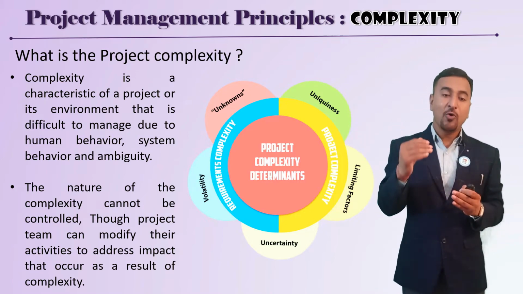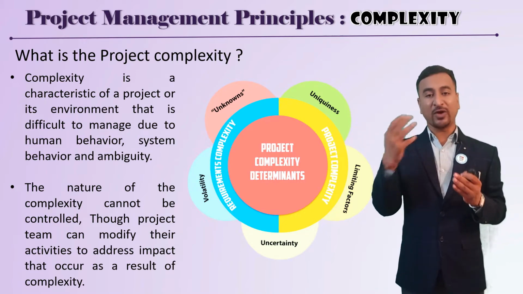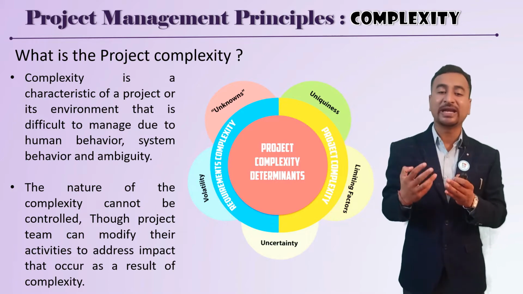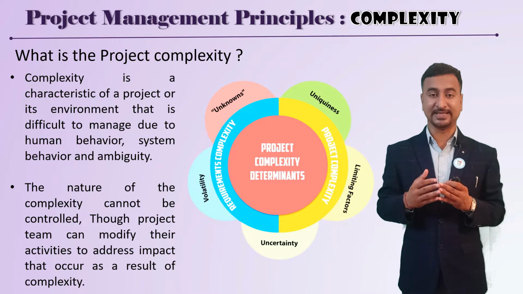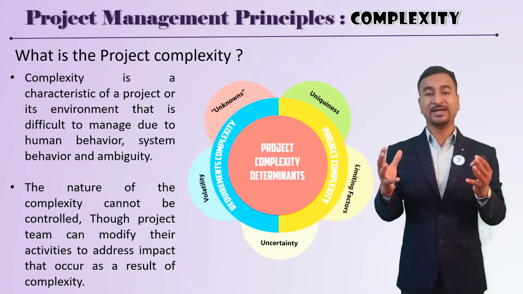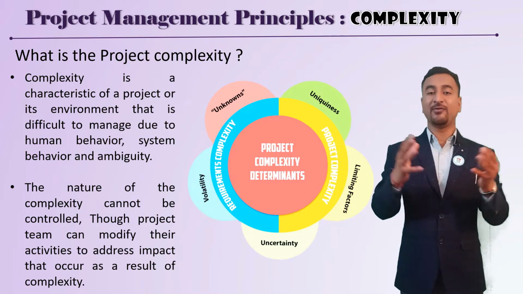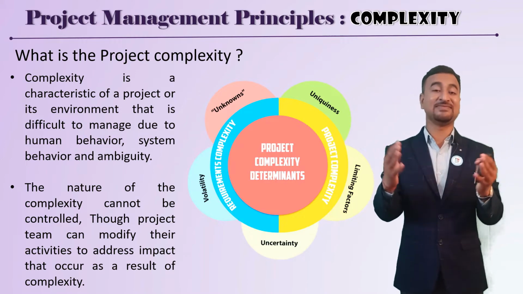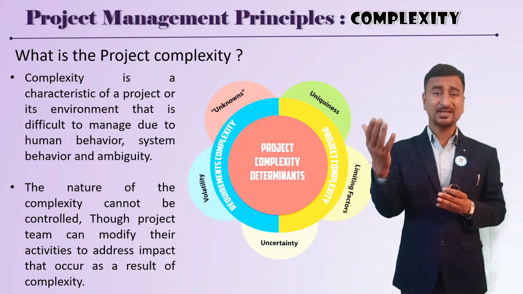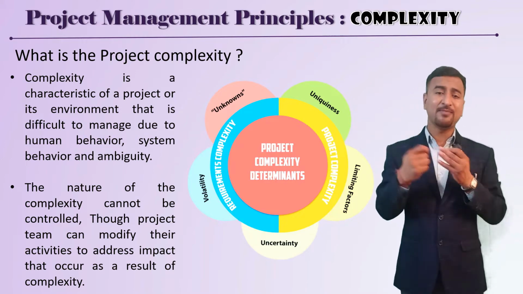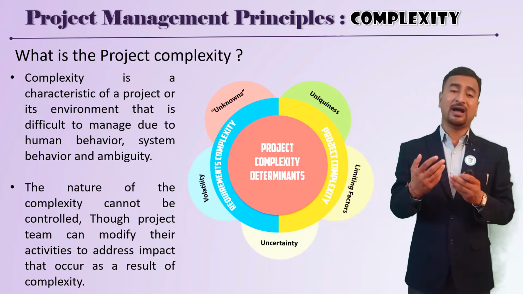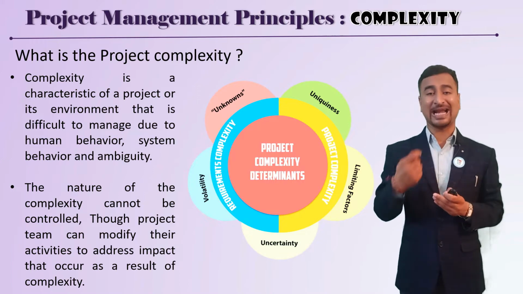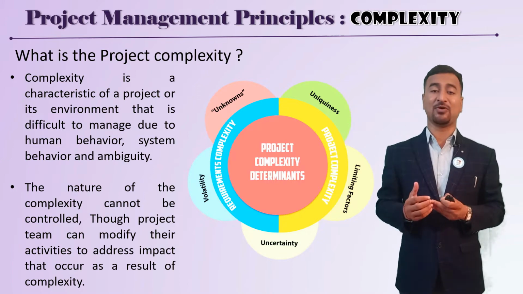Though the project team can modify their actions or activities to address the impact that occurs as a result of the complexity, we have limited control. We cannot control the things which are external and internal, but somehow we can try to address them by changing and introducing activities that might impact the complexity.